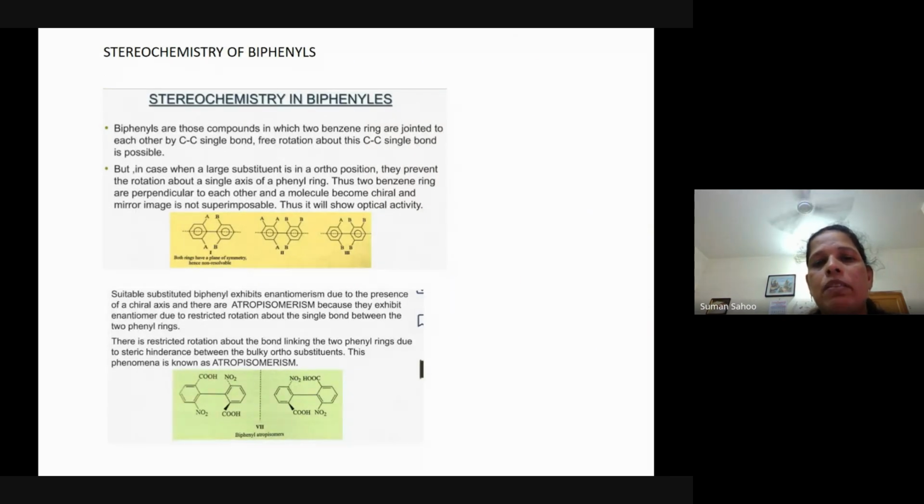Next comes your biphenyls. Here you do not have a chiral axis, but still you have some stereochemistry in biphenyls, because biphenyls means you have two phenyl rings joined, meaning this carbon of this phenyl and this carbon of this phenyl are joined together.